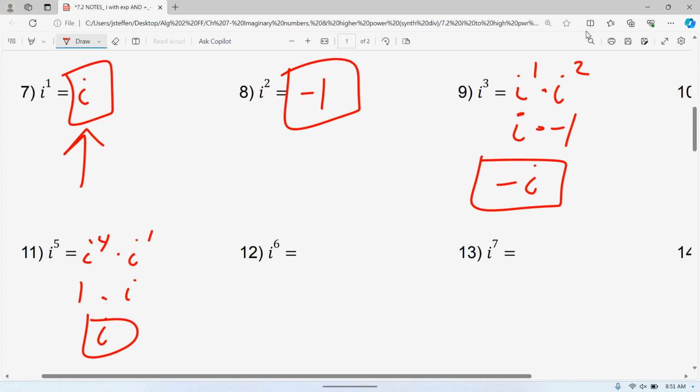Same thing, i to the sixth, that is i to the fourth times i squared. Well, again, we use that i to the fourth because that's 1, times i squared is i squared. So i to the sixth is the same thing as i squared. Hopefully that makes sense, because we take out i to the fourth, and then we're left with i squared.